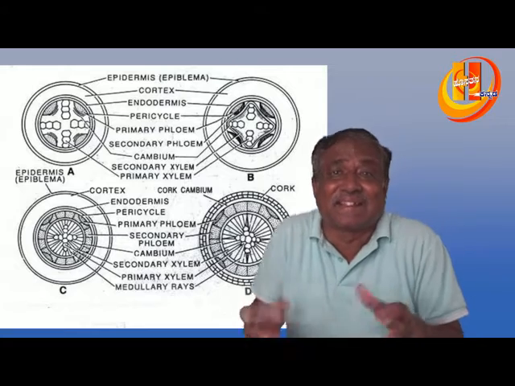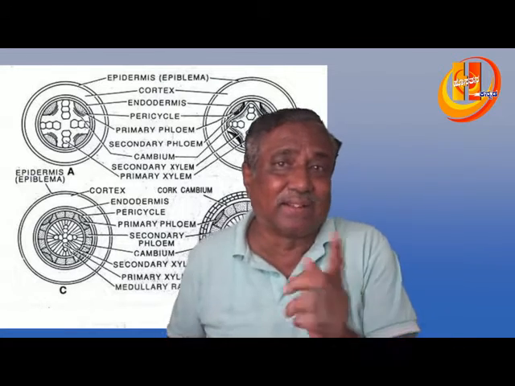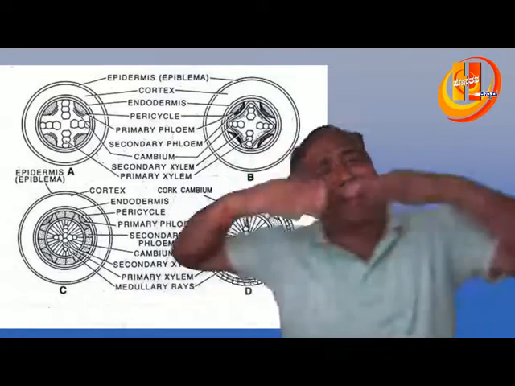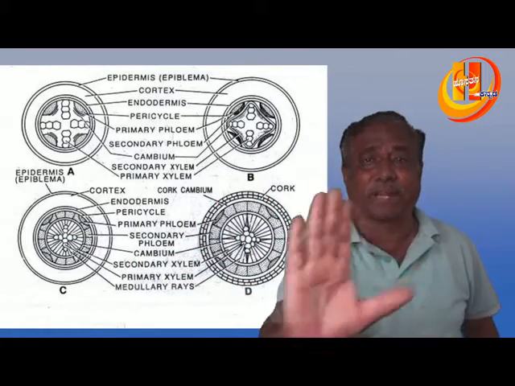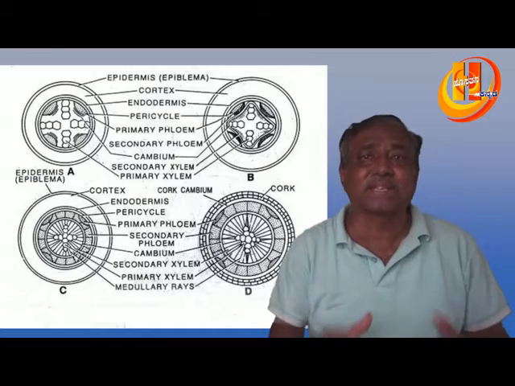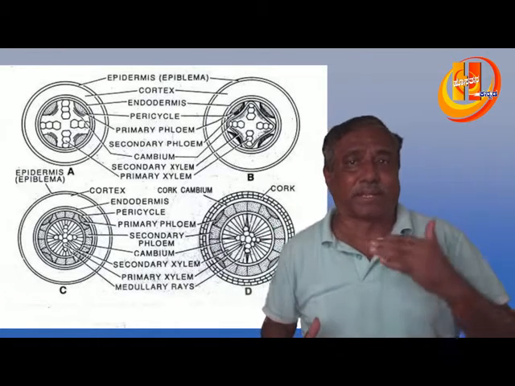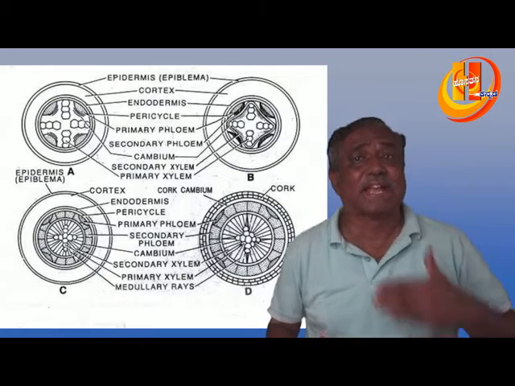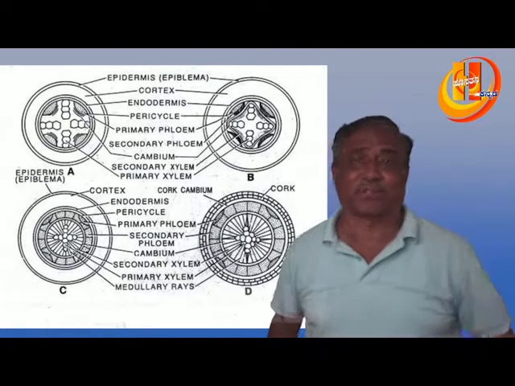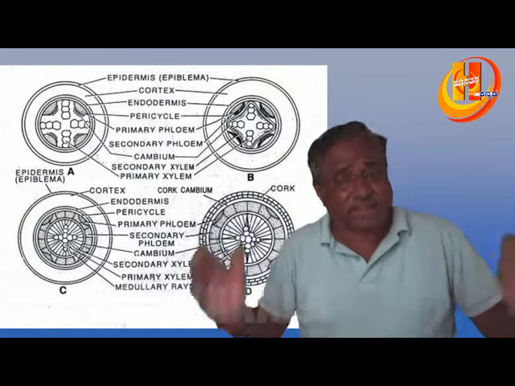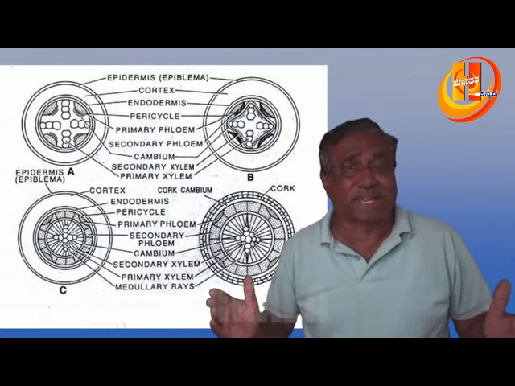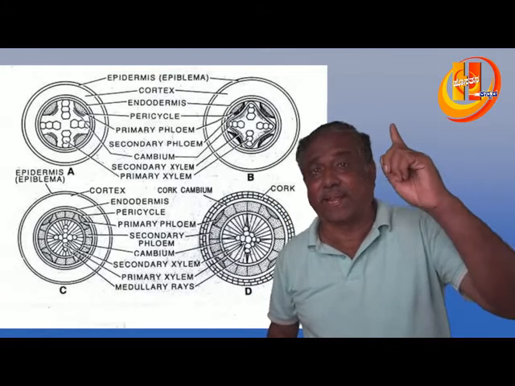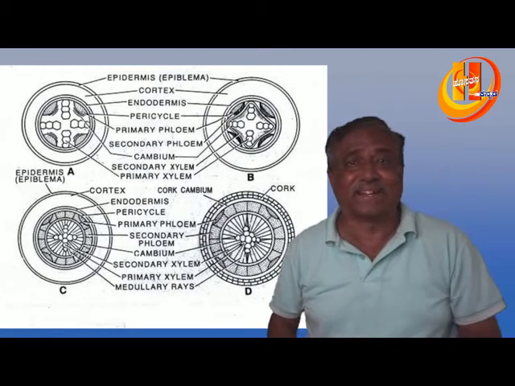Thus, increase in girth takes place in the stellar region of the dicot root. In the extrastellar region, periderm development takes place. That means the phellogen or cork cambium gives rise to phellum or cork towards its outer side, and phelloderm or secondary cortex towards its inner side. Thus, periderm formation takes place. And this is about the secondary growth in the dicot stem as well as in the dicot root.